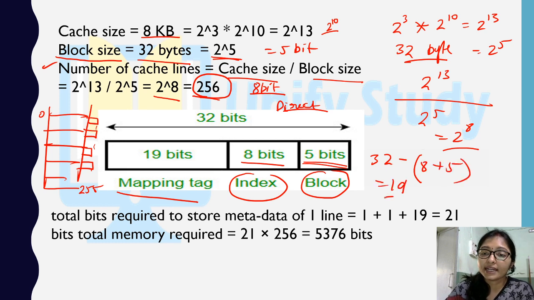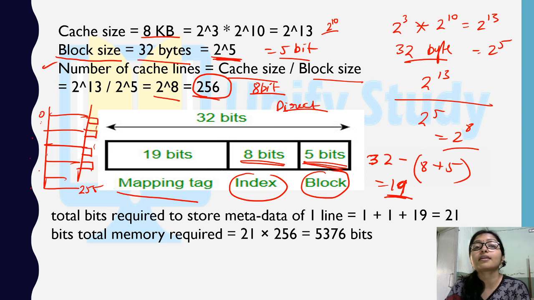it will be 19. There was confusion in the previous lecture, so that's why I am clearing this concept here. In that way this 19 is coming, because the 5 bit is coming from the block size, 2 to the power 5, and the 8 bit is coming from the number of lines, how many lines are there in the cache, that is 2 to the power 8. So 8 plus 5, and the remaining is 19 bit. So 19 bit is for the tag.